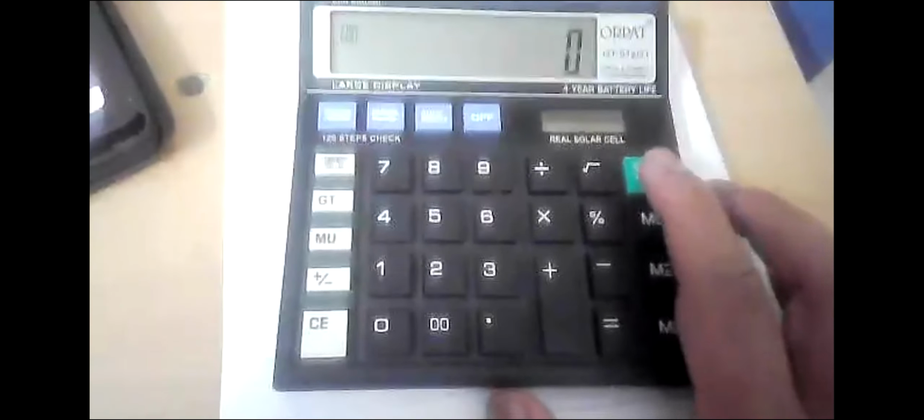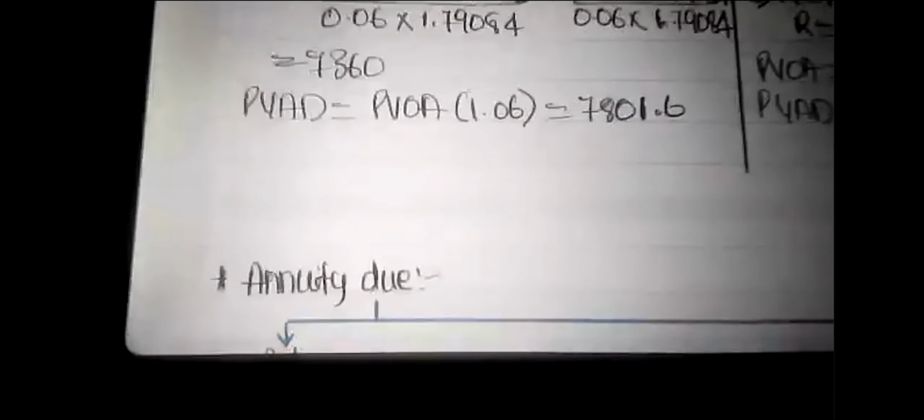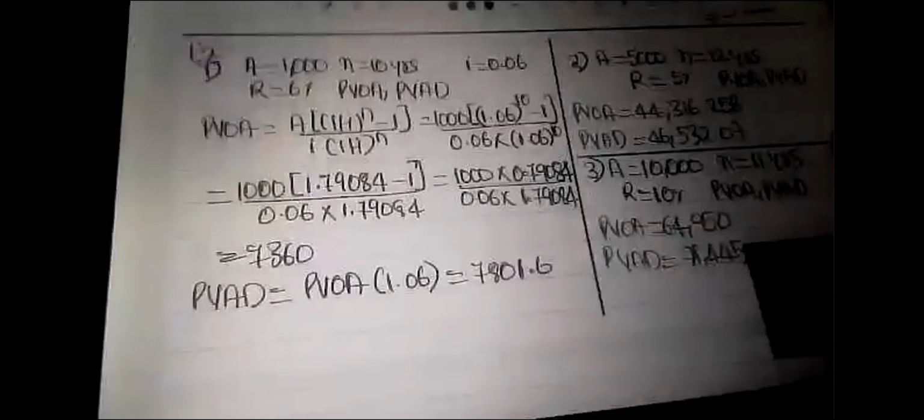So please look here, everybody. Now, this is the first question which we are supposed to solve. A is equal to 10,000, N is equal to 10 years, R is equal to 6%. Now, how are we supposed to solve this in the calculator? Let me show you. Let me add a page.